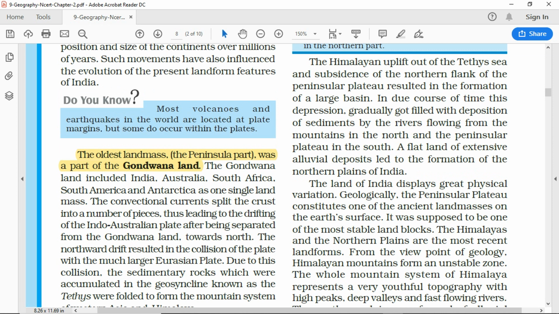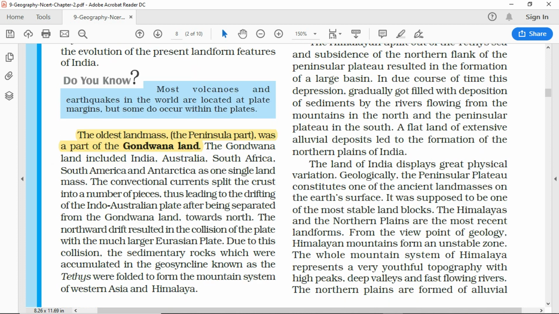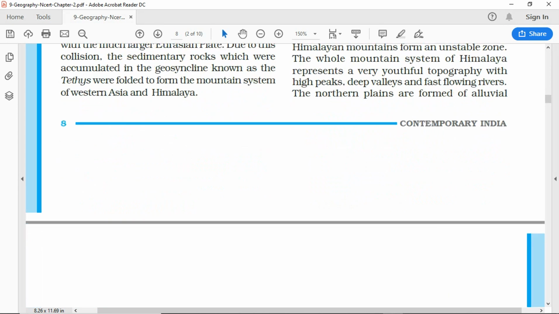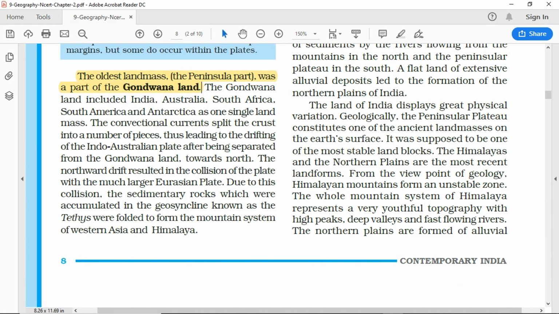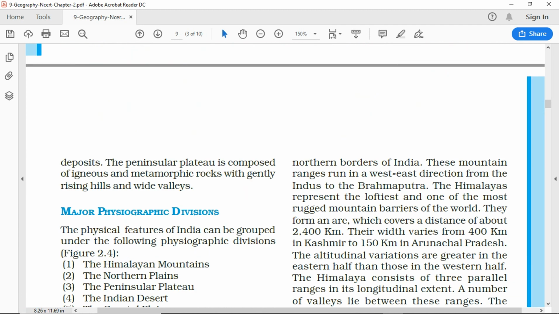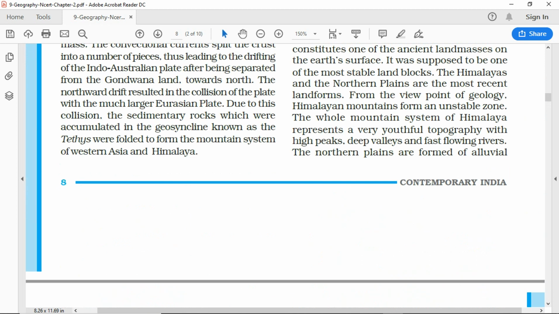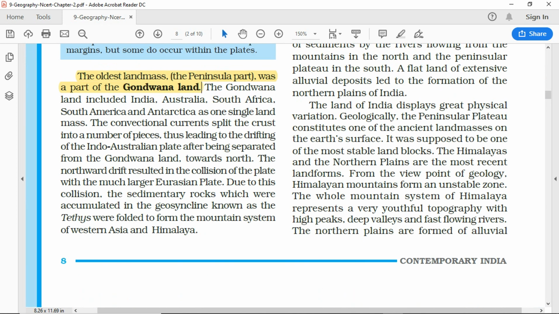Most volcanoes and earthquakes in the world are located at plate margins, but some do occur within the plates. Figure 2.2, World, plate margins. The oldest landmass, the peninsula part, was a part of the Gondwana land. The Gondwana land included India, Australia, South Africa, South America and Antarctica as one single land mass.